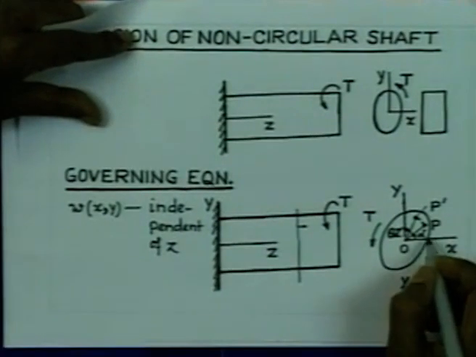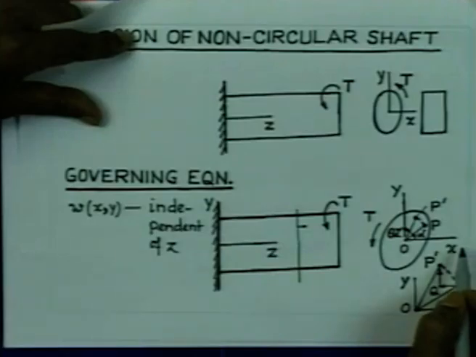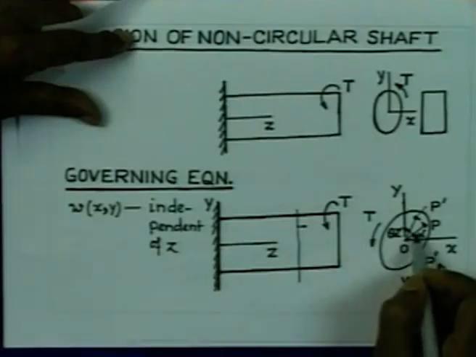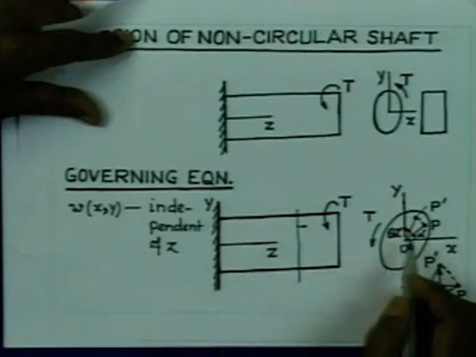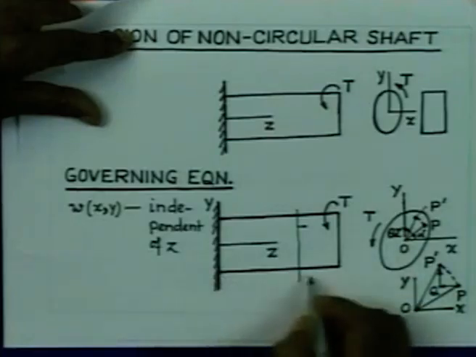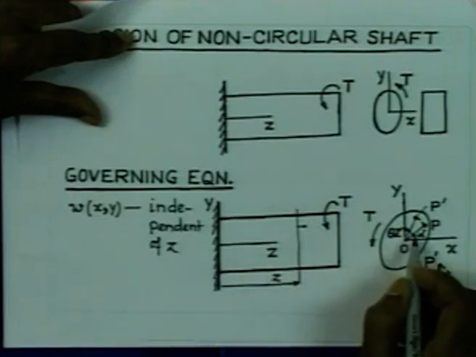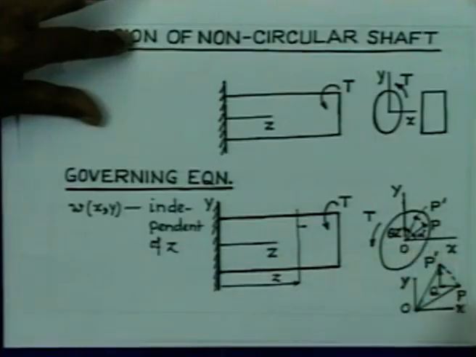Now, if we get back to the typical point P, which was located at an angular orientation of alpha with the x axis. Now, under the action of the torsion T, this radial position OP is going to rotate by some angle, and if we consider that the angle of twist per unit length is equal to theta, and this distance from the origin is equal to z, then the total angle of twist will be theta into z, and therefore, this rotation, or the angle POP dash, is theta into z.